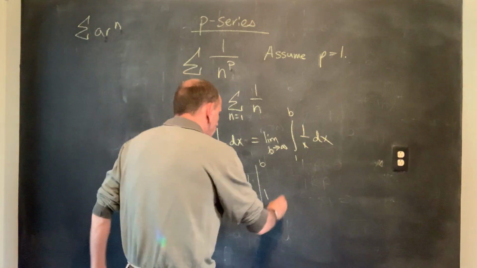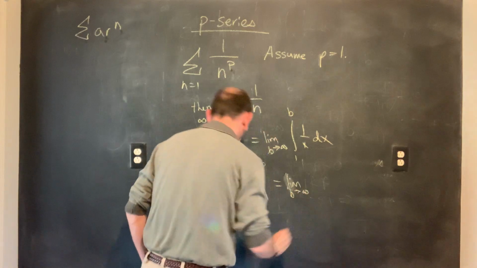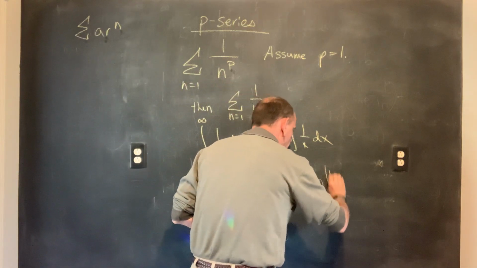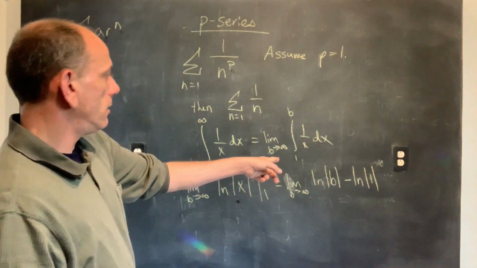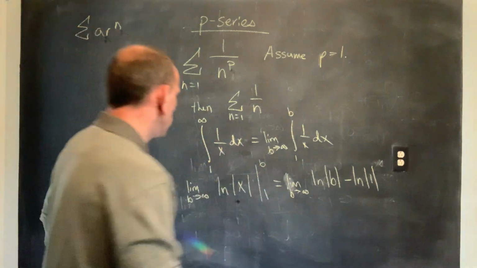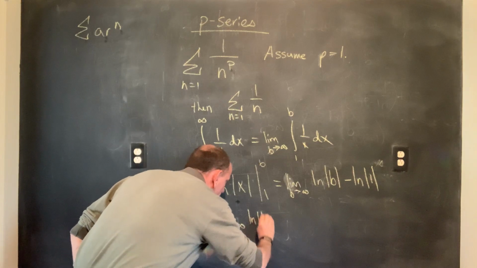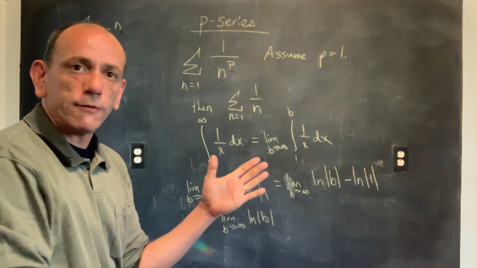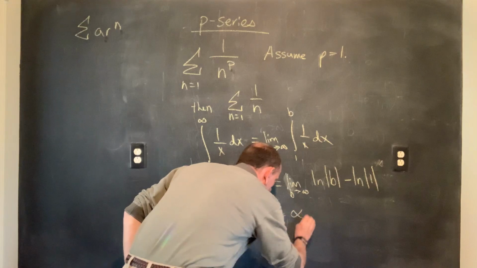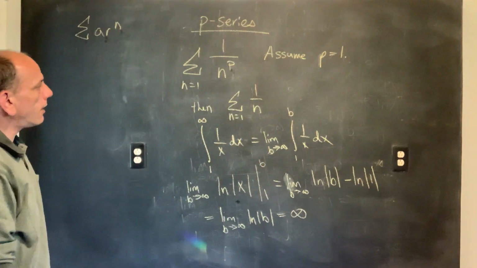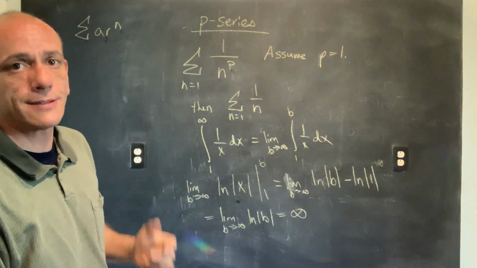It's ln. So we've got the limit as b goes to infinity of ln absolute value of b minus ln absolute value of 1. But ln of 1 is just 0. So it's the limit as b goes to infinity of ln absolute value of b. Well, as b goes off to infinity, ln goes off to infinity. So this thing diverges. It is infinity. That implies, by our integral test, that the series, the harmonic series, has the same behavior.